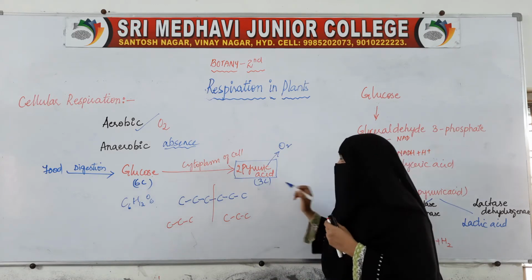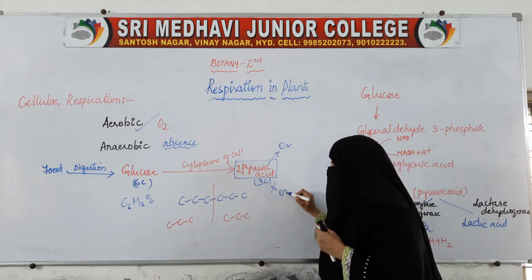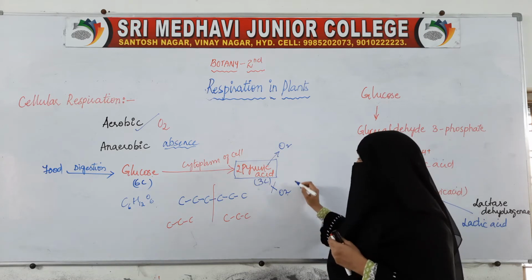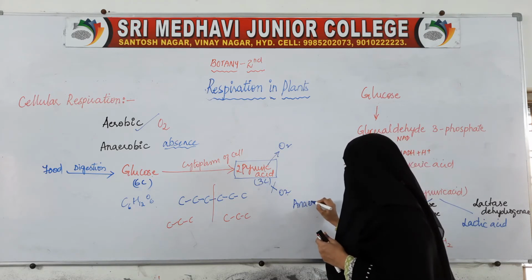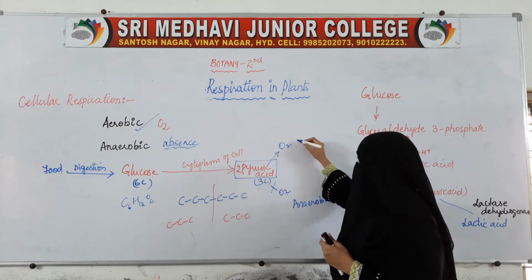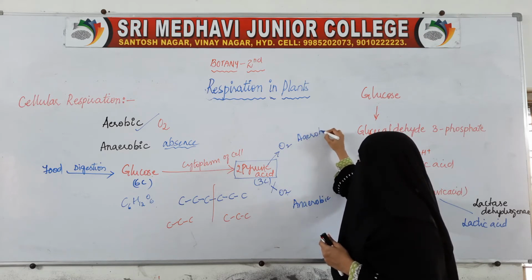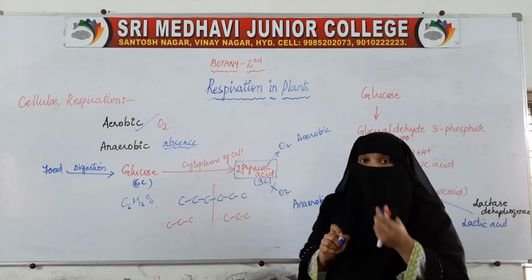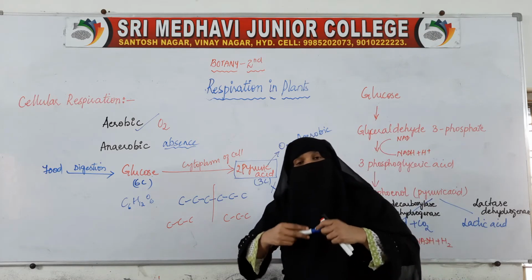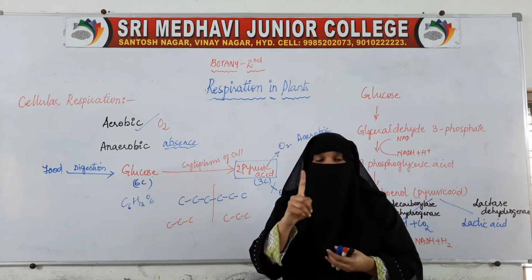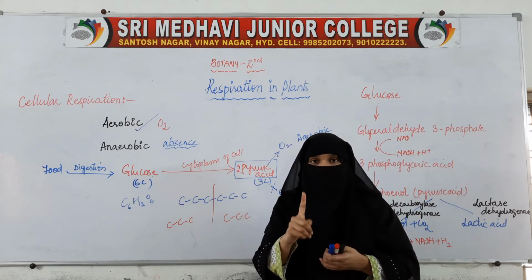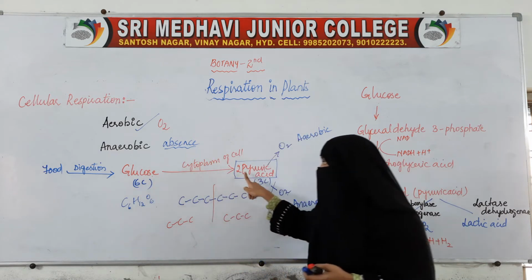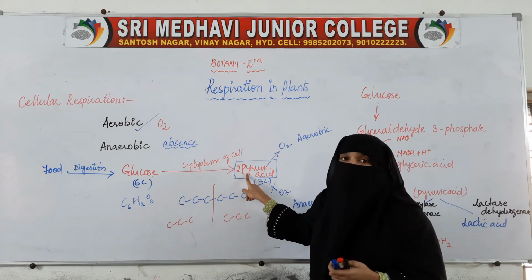And if the pyruvic acid does not get oxygen, then that type of respiration is called anaerobic respiration. This is aerobic respiration. In both these cases, whether it is anaerobic or aerobic respiration, the first step of respiration is always that glucose will be broken down into 2 molecules of pyruvic acid.